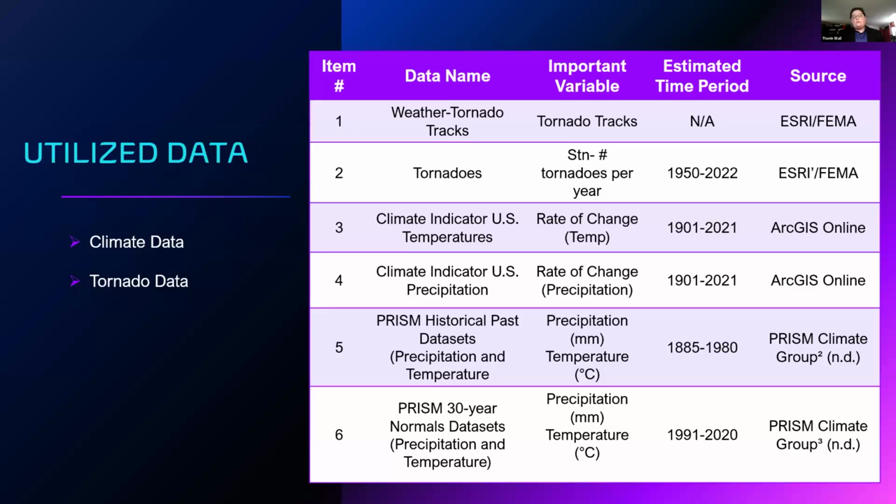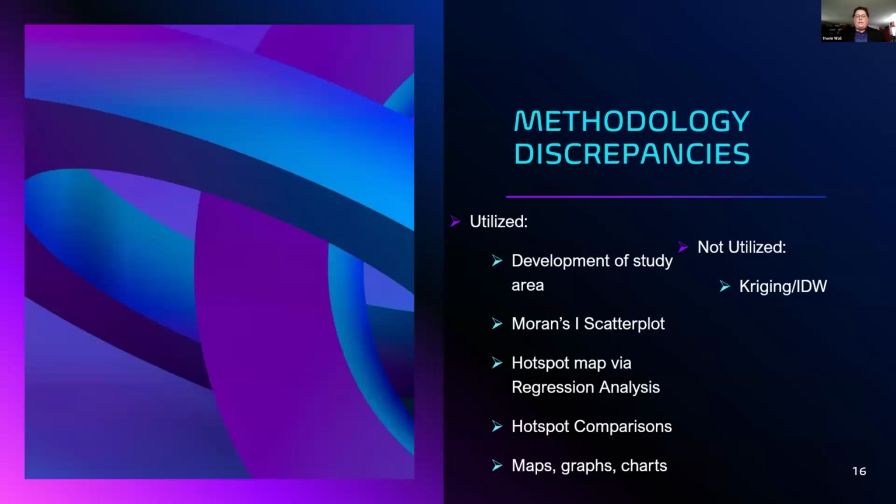So what I actually utilized were these 6 data sets. The only difference in these is I do not have the National Oceanic and Atmospheric Association data sets. All the other data sets I did use. For the discrepancies in methodology, the only thing I didn't use was the Kriging/IDW interpolation because I didn't use the data sets that those needed. And I added a hotspot comparison to compare the hotspot maps.